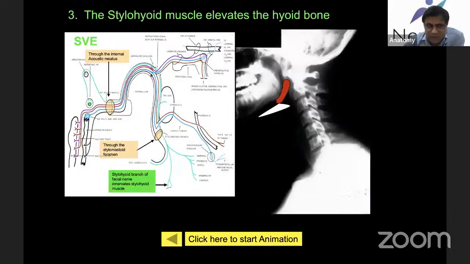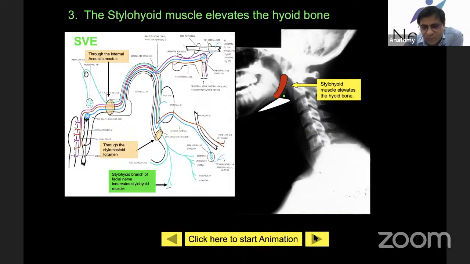Then you see the function of the stylohyoid muscle. That also is a special visceral efferent function. This muscle is derived from the second branchial arch. You see the animation down here, and this will be through this branch, the nerve to stylohyoid. This will contract and will help in elevating the hyoid.